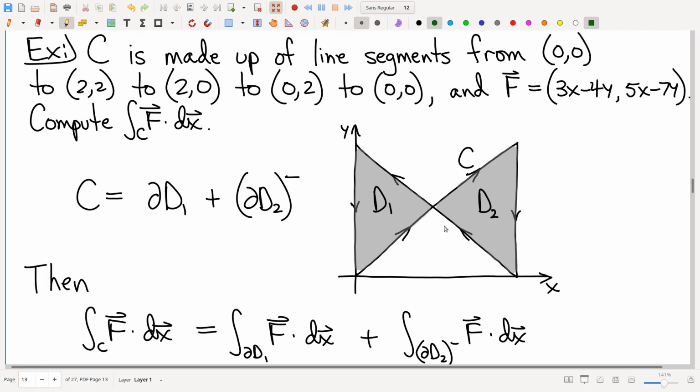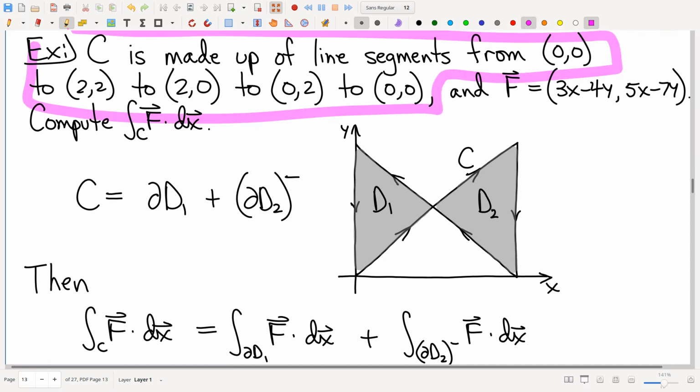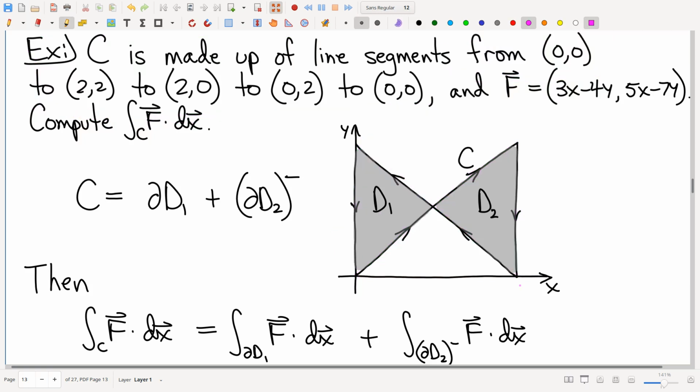This one's a little bit weird. I like this one because it forces us to think carefully about how curves are oriented. So this is the curve we're given. It's made up of 4 line segments. This, followed by that, followed by that, followed by that. And you can see that makes this kind of triangular figure 8 sort of thing here. Now, I'm going to compute a line integral of some vector field. Fine. Here's the first thing I'm going to do.